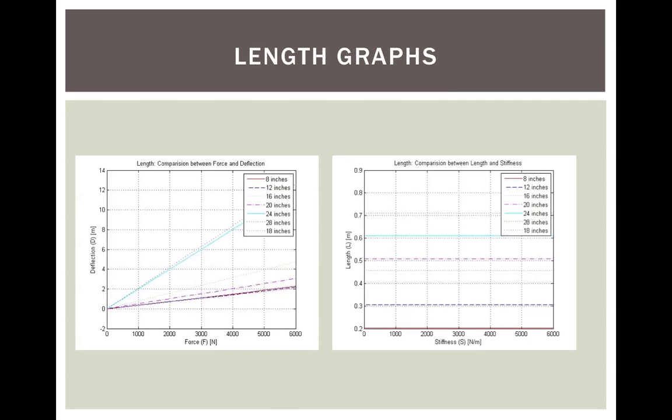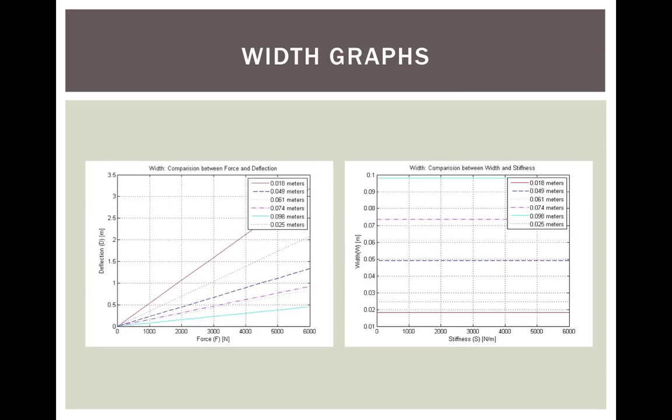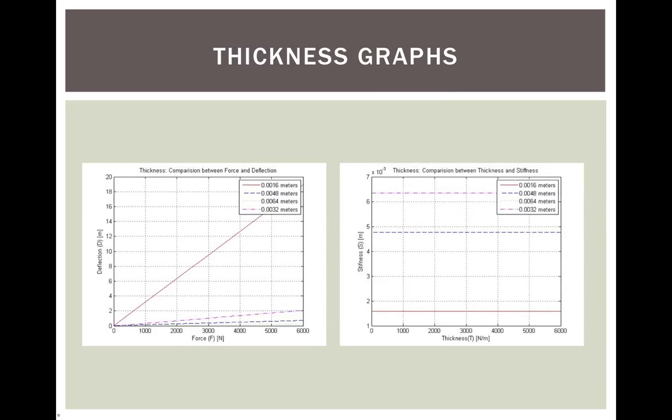These two graphs are the length graphs. The one on the right shows the comparison between length and stiffness, and the one on the left shows the comparison between force and deflection. These two graphs are the width graphs. The one on the right shows a comparison between width and stiffness, and the one on the left shows a comparison between force and deflection. These are the thickness graphs. The one on the right shows the comparison between thickness and stiffness, and the graph on the left shows the comparison between force and deflection.